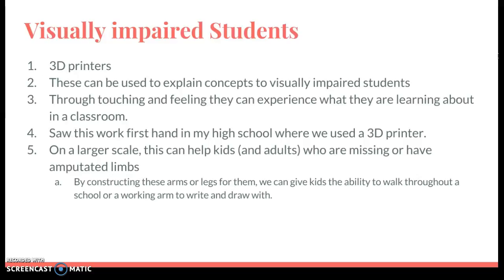On a larger scale, this can help kids and adults who are missing or have amputated limbs. By constructing these arms or legs for them, we can give the kid the ability to walk throughout school or a working arm to write and draw with. I think this is such an amazing advancement for our society, and really hope that this benefit is given to as many kids as possible.